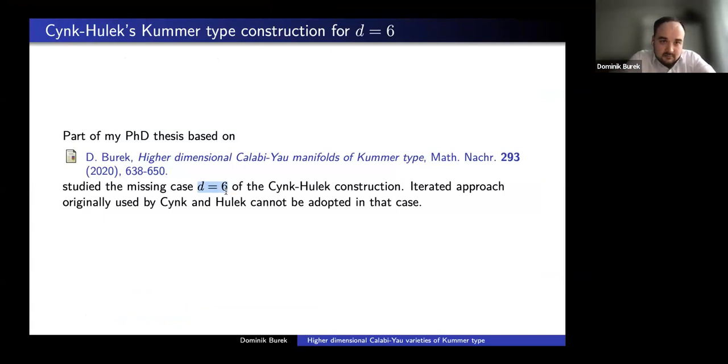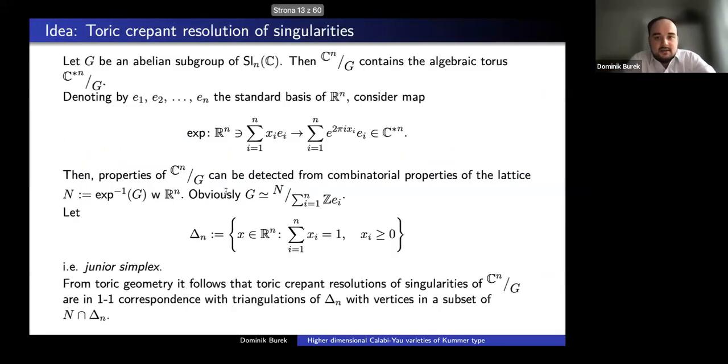Well, because 6 is a much more complicated number than 2, 3, and 4, because it's not a prime power, the iterated approach used by Cynk and Hulek in their original paper cannot be adopted in this case. So what was the idea? The idea was to use toric Crepant resolution of singularities.